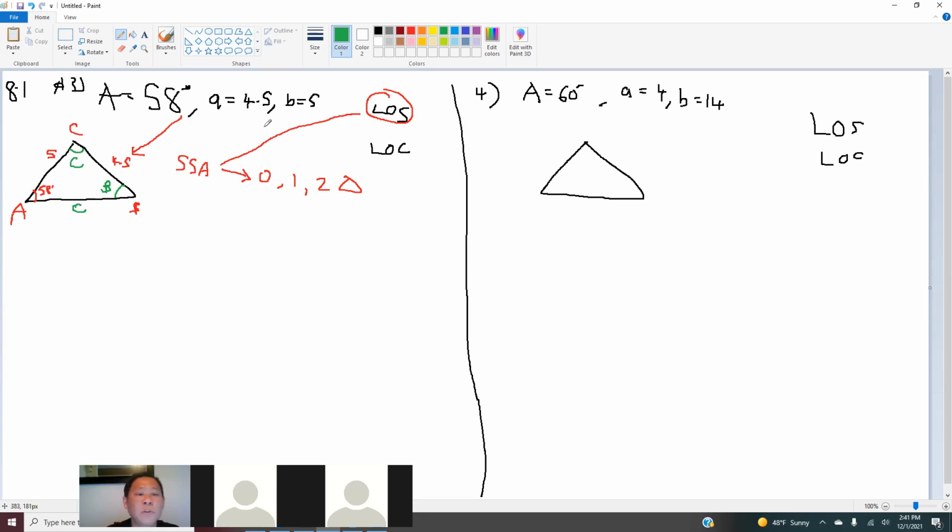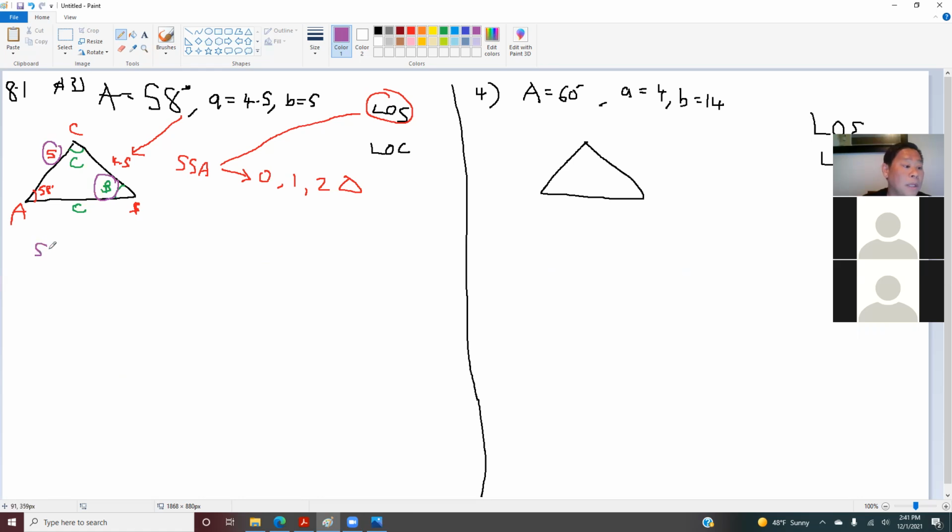So which one do you think we should find first? Side C? No, because we don't know angle C, and if you want to find side C, you need to know angle C. In order for you to find it, make sure you know the opposite side of it. So we are looking for what first? Angle B, because we know side B.